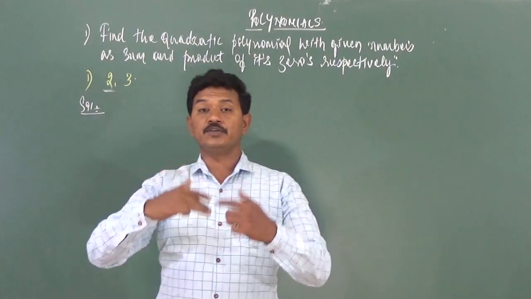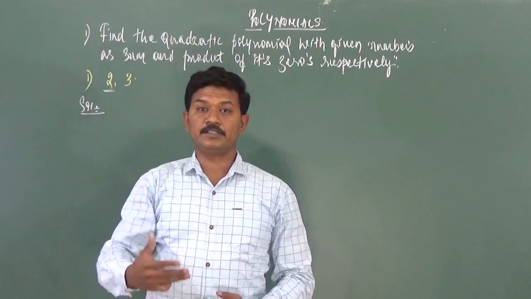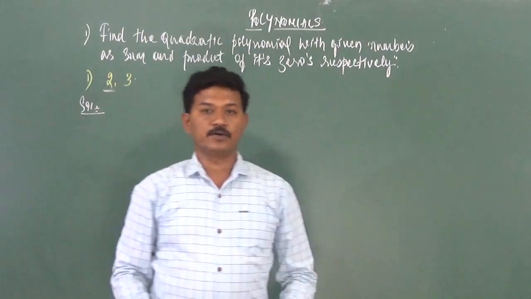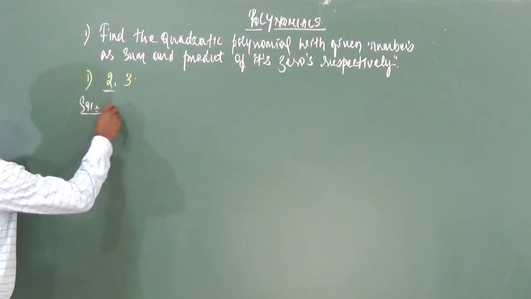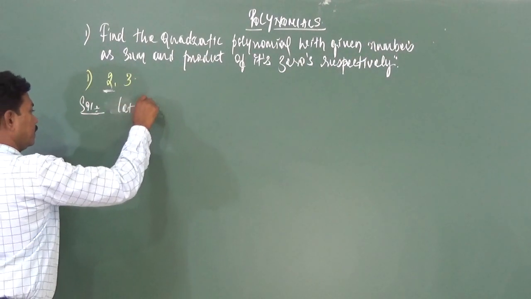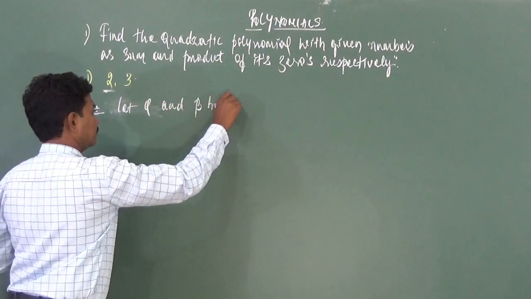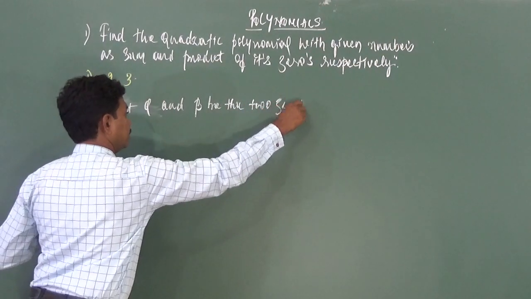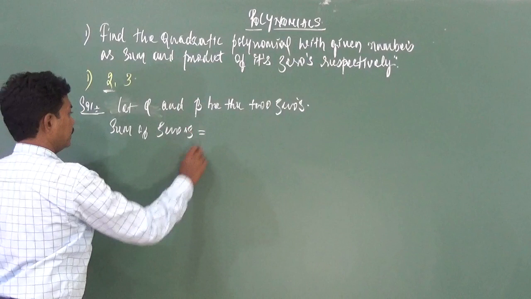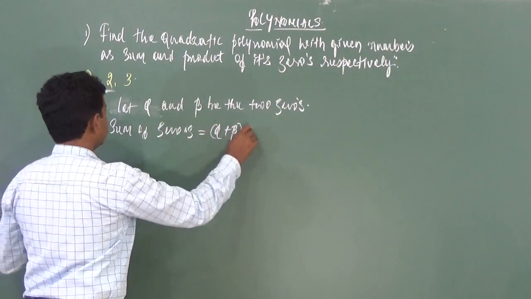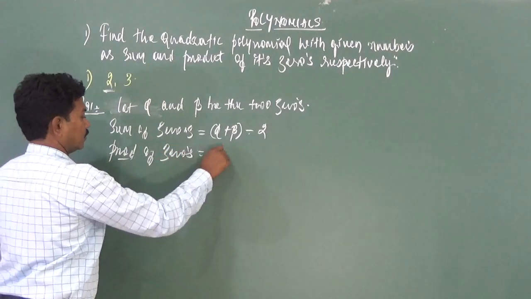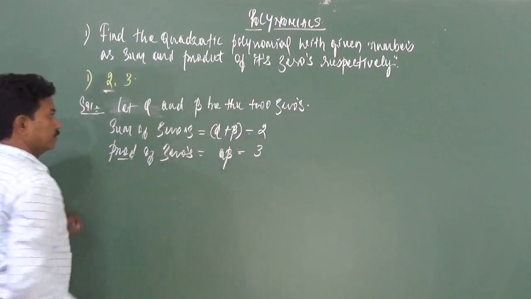He has given that, and he is asking you to find the polynomial itself, from where these zeros have come out. That particular polynomial we have to derive. Here 2 is the sum of the zeros. Let us start with this. Let alpha and beta be the two zeros. So the sum of zeros is represented by alpha plus beta, which is equal to 2, and the product of zeros, alpha into beta, is equal to 3. So this is the given data for us.